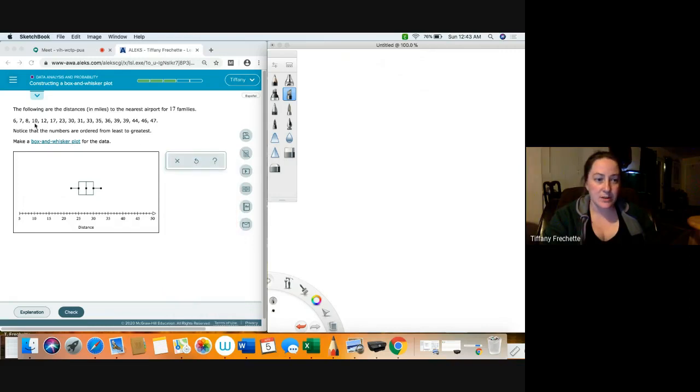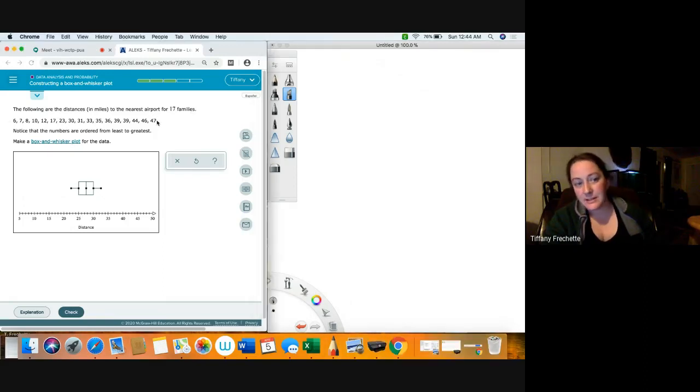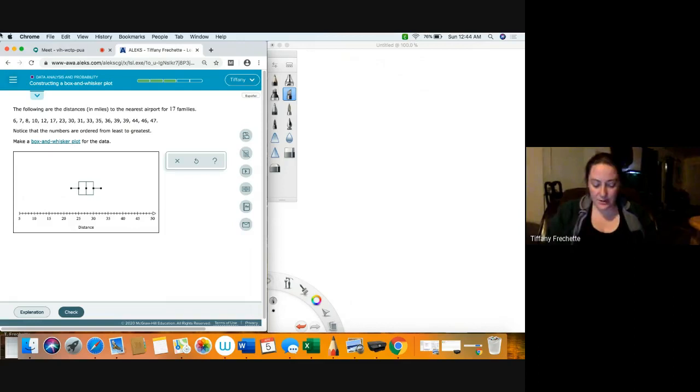Close that down. All right, so the following are the distances in miles to the nearest airport for 17 families. So here are the 17 families' distances. I know, again, 17 does not divide by 2. But if I take one step back and go to 16, 16 does divide by 2, which is 8. So I know I want to take the first 8 numbers, and I'm going to write them down here.